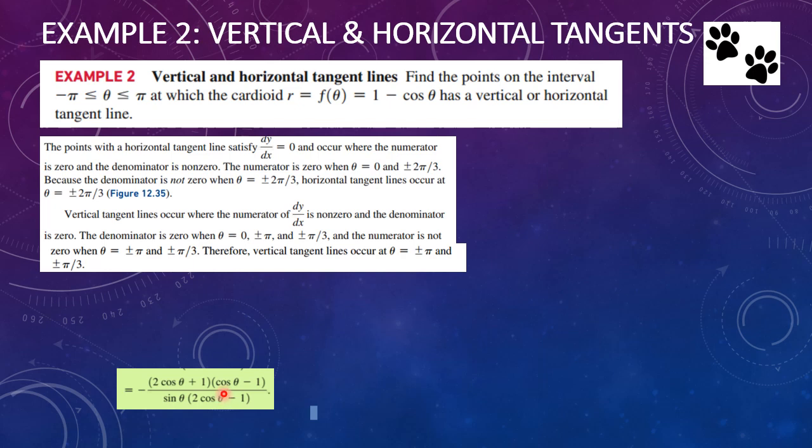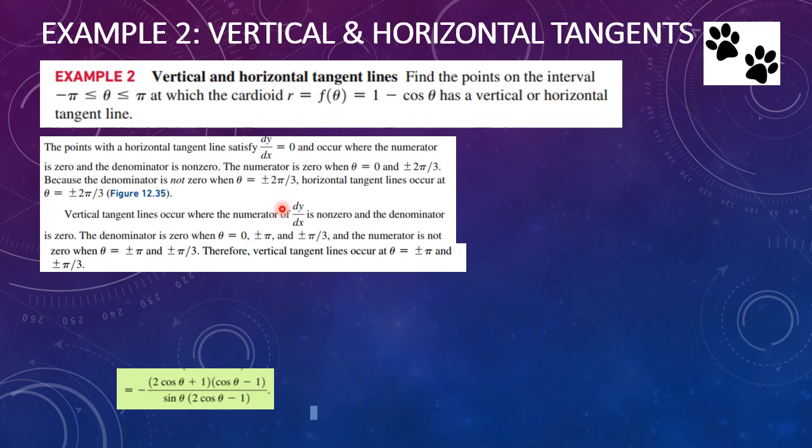So notice that the numerator is 0. So we have cosine theta minus 1 equals 0. Well, that means cosine theta equals 1. Well, cosine theta equals 1 when theta equals 0. 2 cosine theta plus 1 equals 0 when cosine theta equals negative 1/2, which would mean we're in quadrant 2 or in quadrant 3, right? Cosine is negative in those quadrants, and specifically cosine theta equals negative 1/2 at 2 pi over 3, and at negative 2 pi over 3.